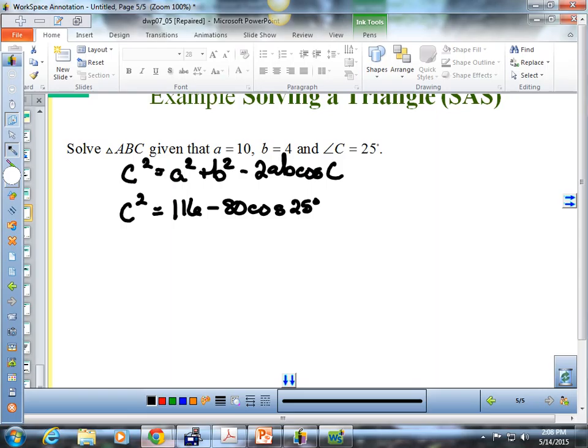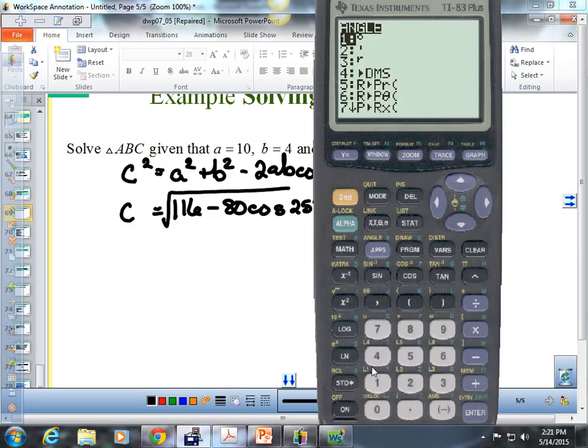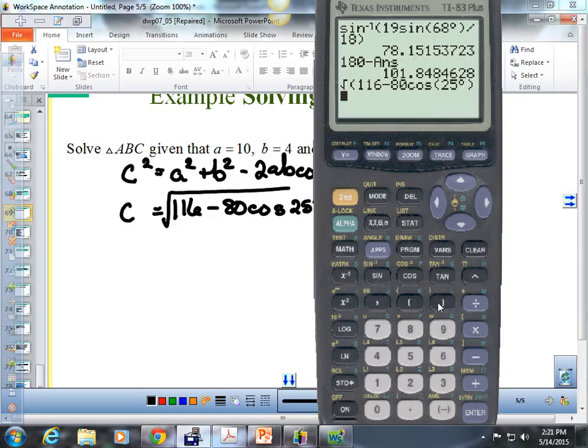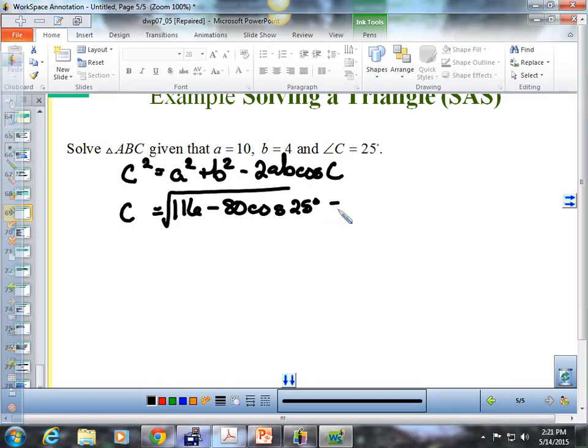So C then is ultimately going to be the what of that quantity? The square root. Now, why am I not worried about the negative square root as I write it, though? It's the length of a triangle. It can't be negative. So let's go into the calculator. We get the square root of 116 minus 80 cosine 25 degrees. Close off my angle. Close off the square root. 6.6. C equals 6.6. Questions on using the law of cosines to find a side? Okay.